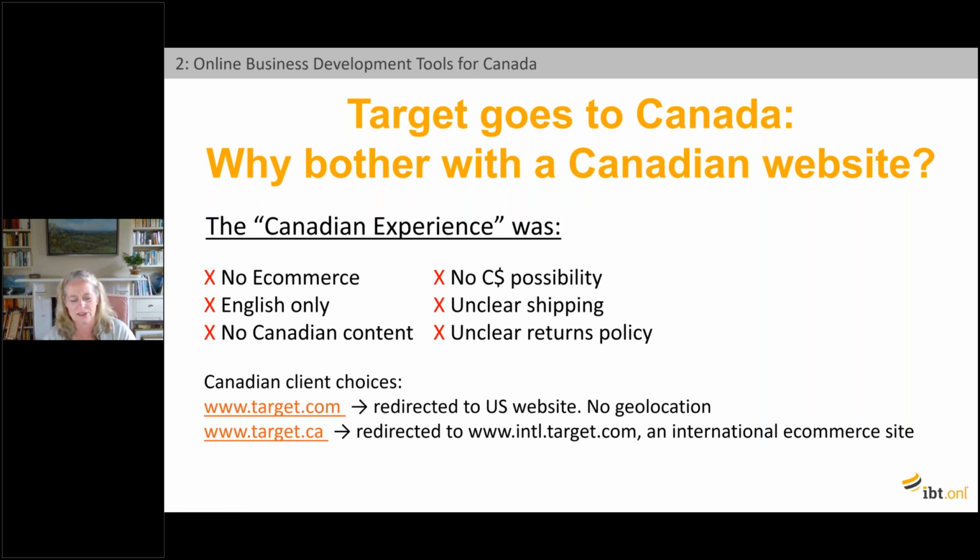Target.ca is the Target Canadian website, the top level domain name for Canada. But if a Canadian clicked on that, they were redirected. There wasn't really a Target.ca. They were just redirected to internationaltarget.com, which was a generic international e-commerce site. Things were not in metric. There were no Canadian dollars. It said it was easy to use, but it was only in English. It wasn't in French at all.